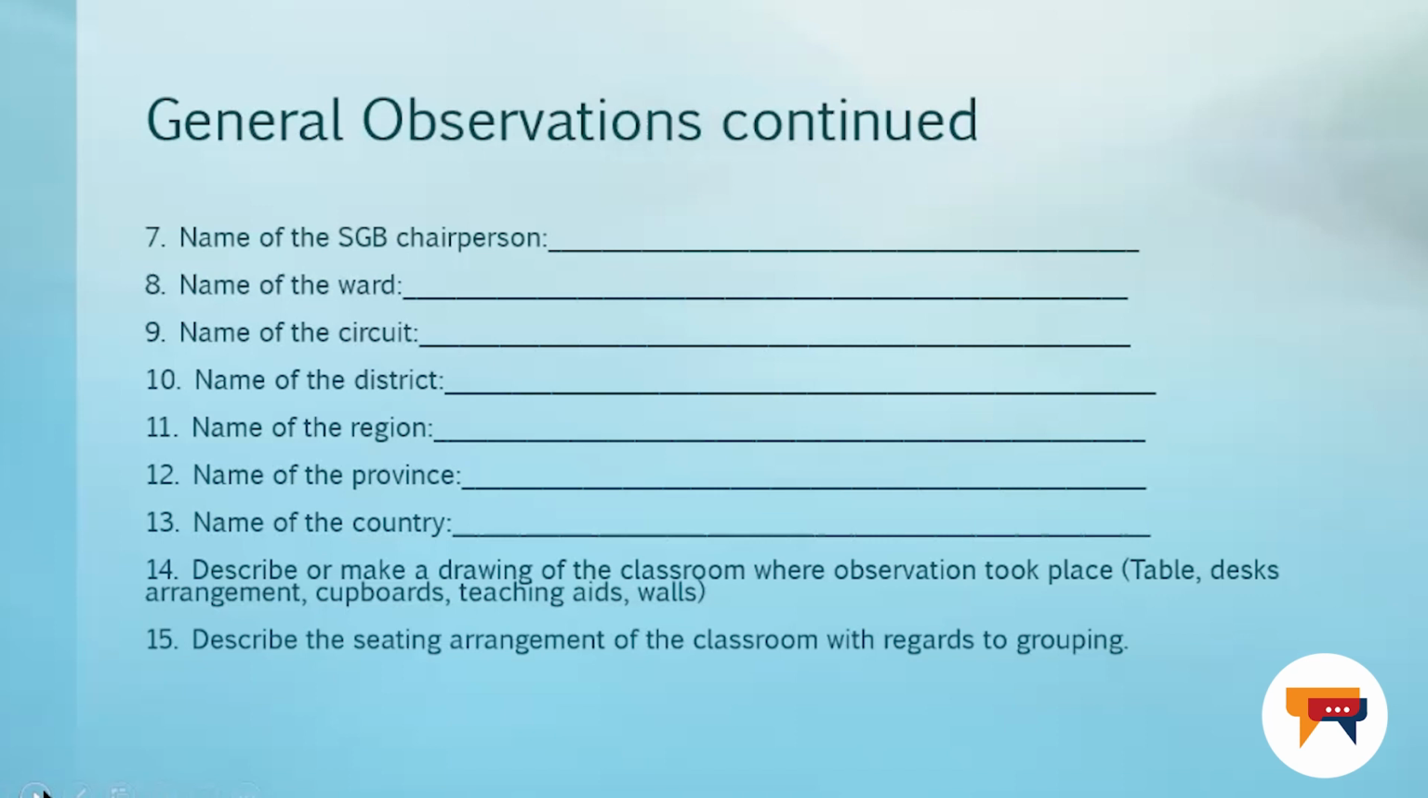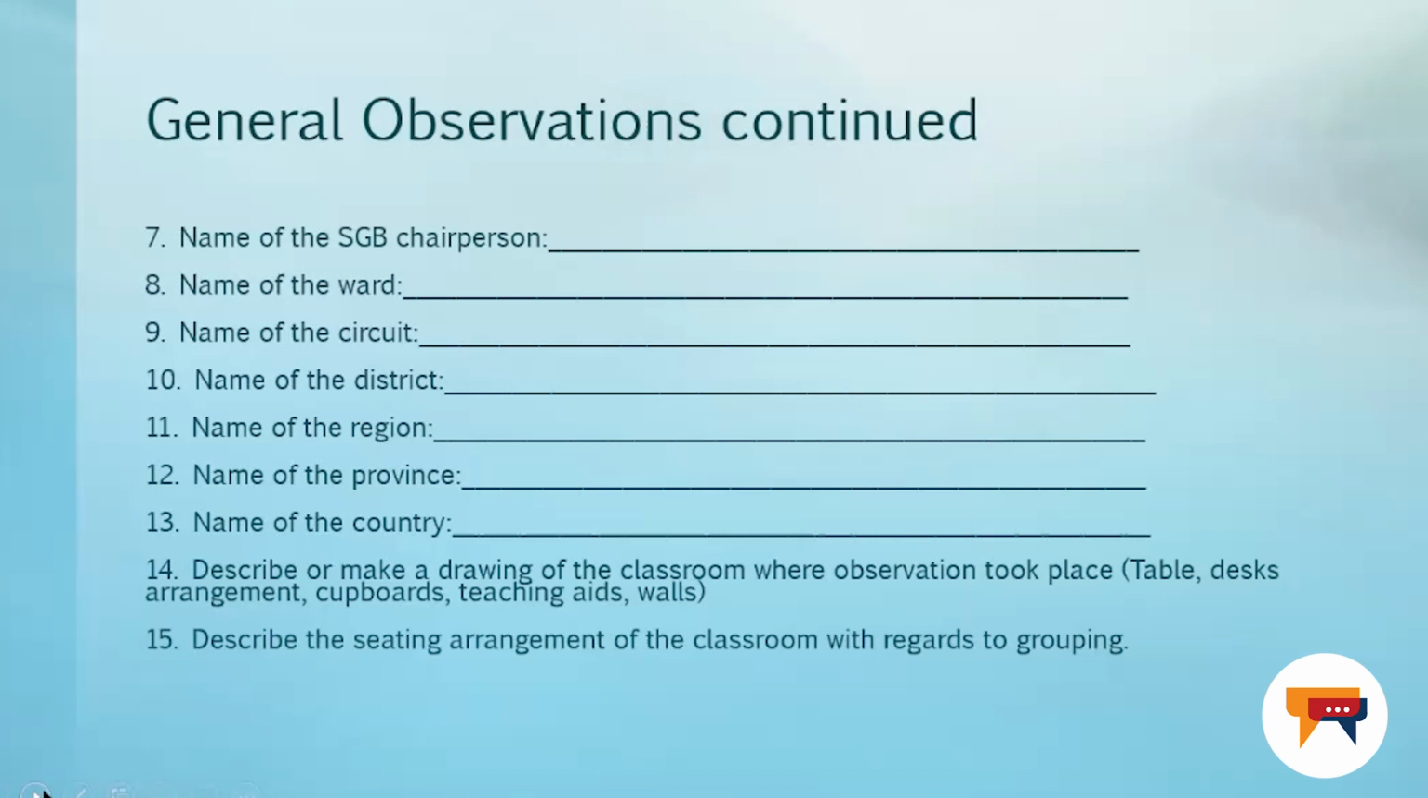Number 14, describe or make a drawing of the classroom where observation takes place. You must show me in your drawing or the picture that you take of your classroom the tables, the desk arrangement, the cupboards, the teaching aids, the walls, everything. All right, you can make a lovely drawing or you can take a picture, whatever suits you.